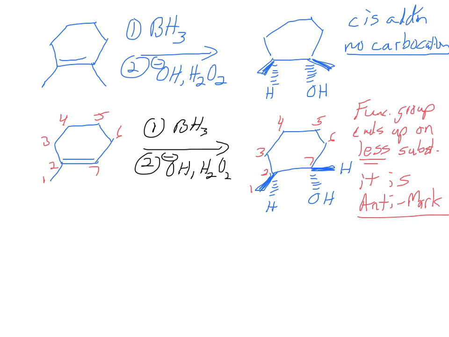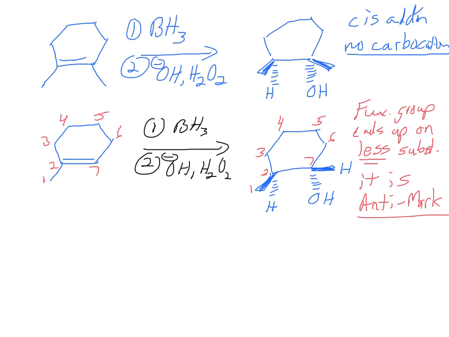Let's go through this mechanism. So we know it's a cis addition. There's no carbocations. And we know the functional group, the OH in this case, ends up on the less substituted carbon, which is completely different than everything else we've been doing. The functional groups have always ended up on the more substituted carbon for all these other ones. So it's on the less.